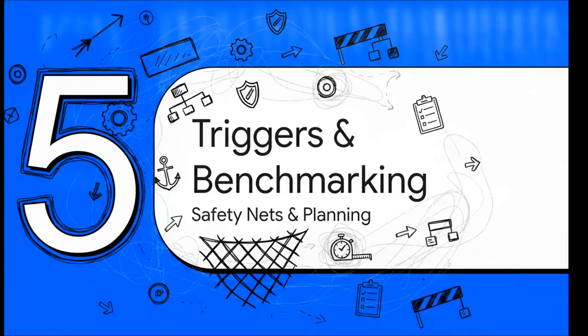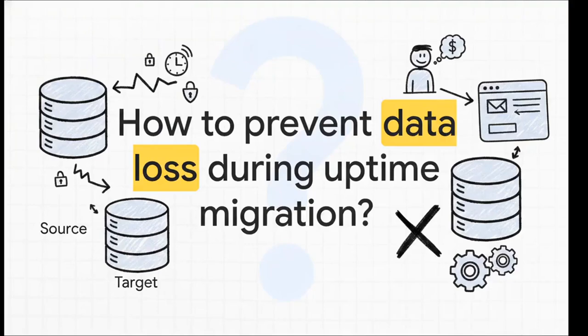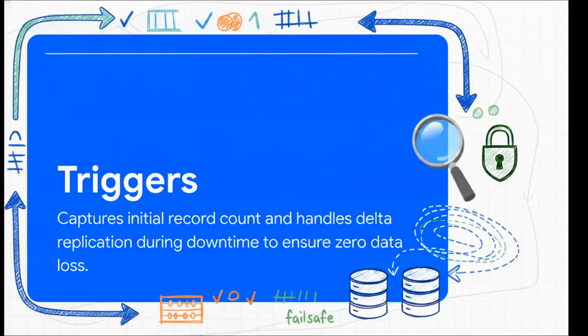Section 5, Triggers and Benchmarking Tools. Now you might be wondering, and this brings up a really critical technical question about that uptime migration strategy we just talked about. If we're moving application tables while the system is theoretically still active, what happens if an interface or a business user sneaks data into those tables? How on earth do we prevent data loss? Well, the answer lies in triggers. They act as your ultimate fail-safe.